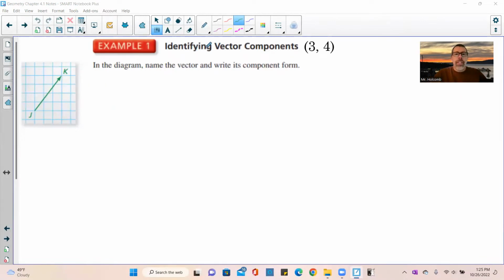Okay, here is example one. It says to identify the vector components. So in the diagram, it says name the vector and write its component form. So the first thing I'm going to do is, okay, its initial point is J. Its terminal point is K. So I'm going to just draw an arrow with this one hook up here. So this tells me the direction, and that it's vector JK. And then it says write its component form. So to write its component form, you're going to have something, comma, something with these symbols that look like less than and greater than, but they're just a different type of parentheses.